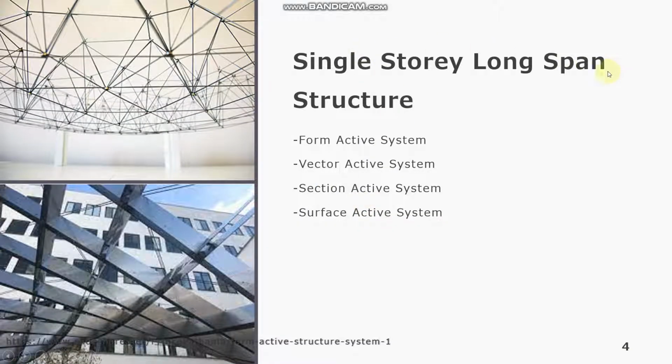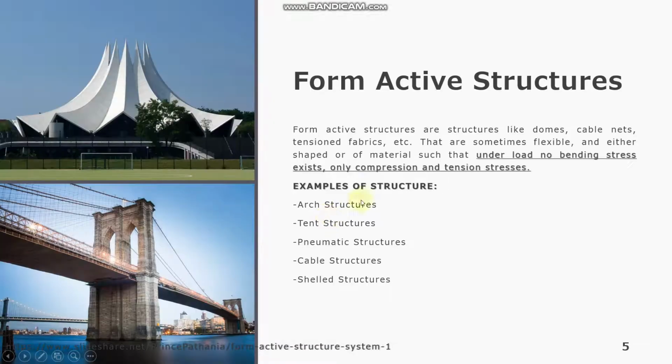Single-story long-span structures are separated into four titles: the form-active system, vector-active, section-active, and surface-active system. The form-active structures are structures like domes and cable nets, that are sometimes flexible and either shaped or of material such that under load no bending stress exists, only compression and tension stresses. Examples of such structures: arch, tent, pneumatic, cable, and shell structures.